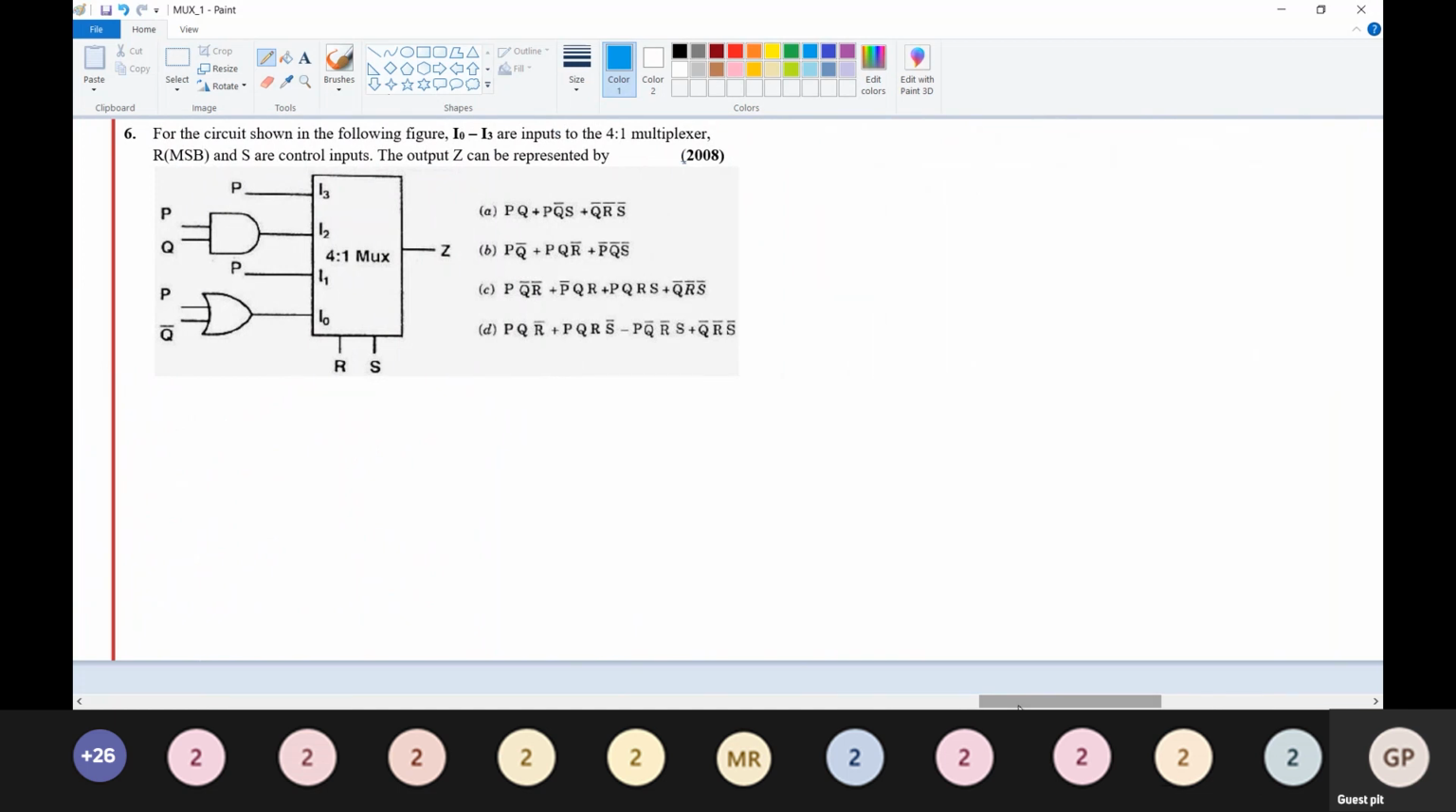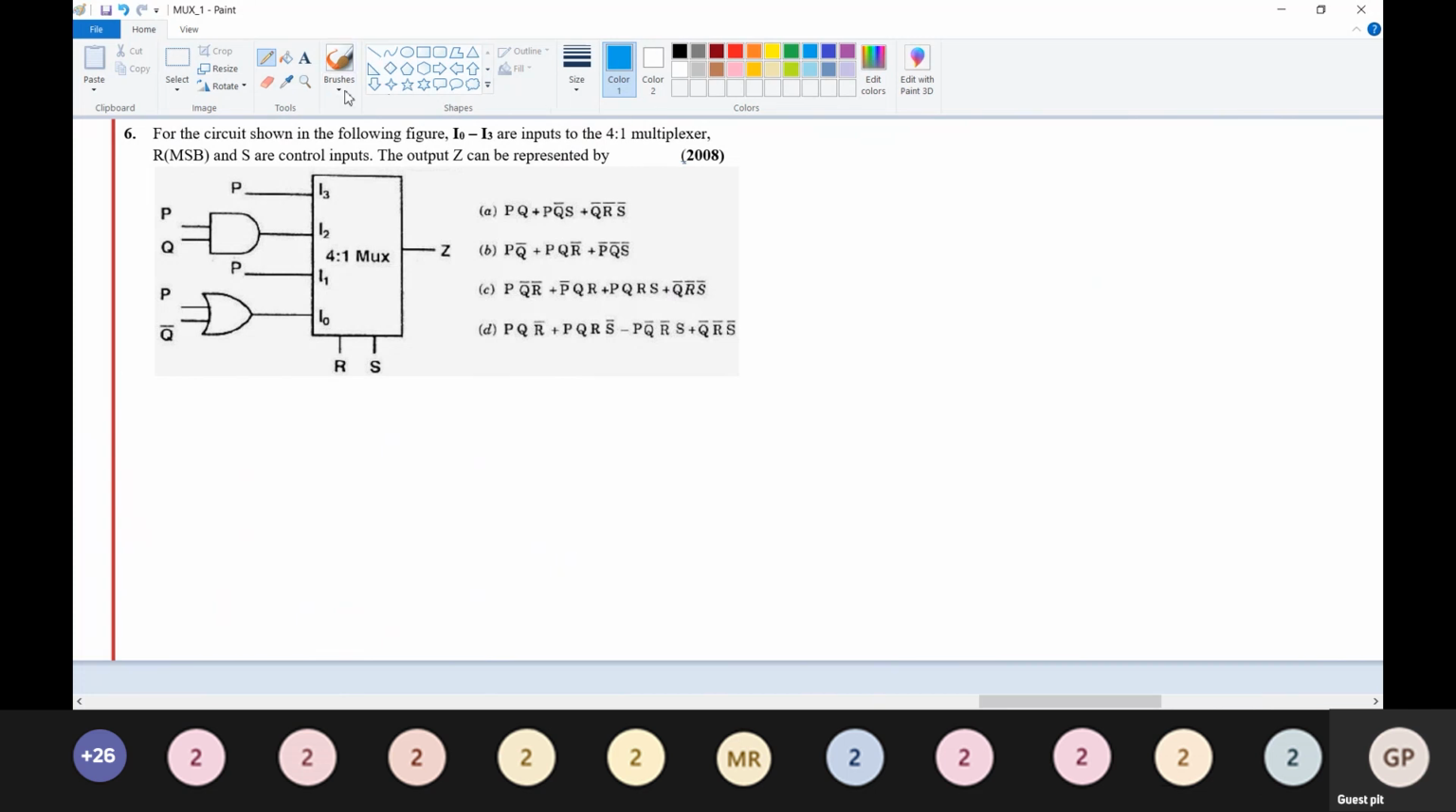Okay. So now, for the circuit shown in the following figure, I naught to I3 are the inputs to a 4 is to 1 mux, where R is your MSB and R and S are the control inputs and Z is your output, which can be represented by.